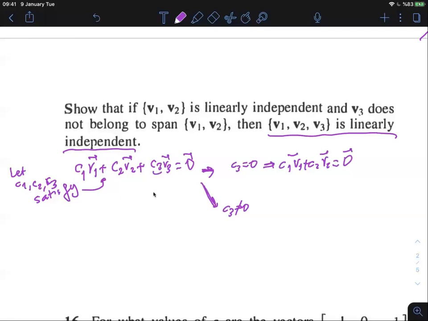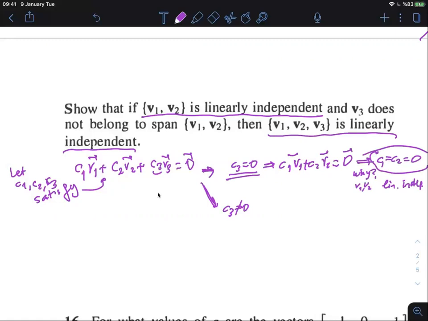But let's see. What did we assume? We assumed that these two vectors are linearly independent. So what does it mean? It means that for this linear combination, the only possible solution is C1 equals C2 equals 0. Why? Because V1, V2 are linearly independent. That's the reason. So if we assume that C3 is 0, then C1 and C2 must also be 0. Okay. Now let's check the other case.